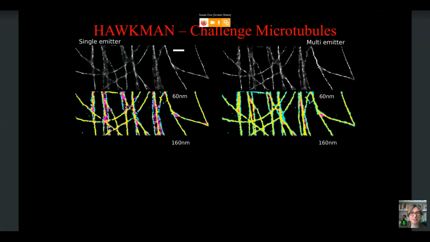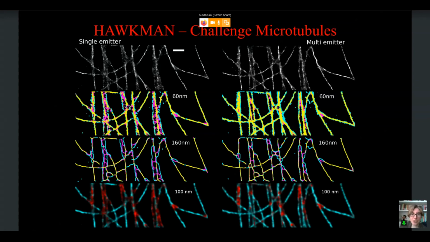And you can see that for the single emitter and multi-emitter, we're able to see in the sharpening map, I'm showing the sharpening map at 60 nanometers, and I'm showing you the structure map at 160 nanometers. In the paper, we show all the length scales if you want to see them, or it's very easy to reproduce because the plugin is available and the data is available. We just chose these as being the most illustrative and useful things to look at. And then we showed you the correlation maps at 100 nanometers.